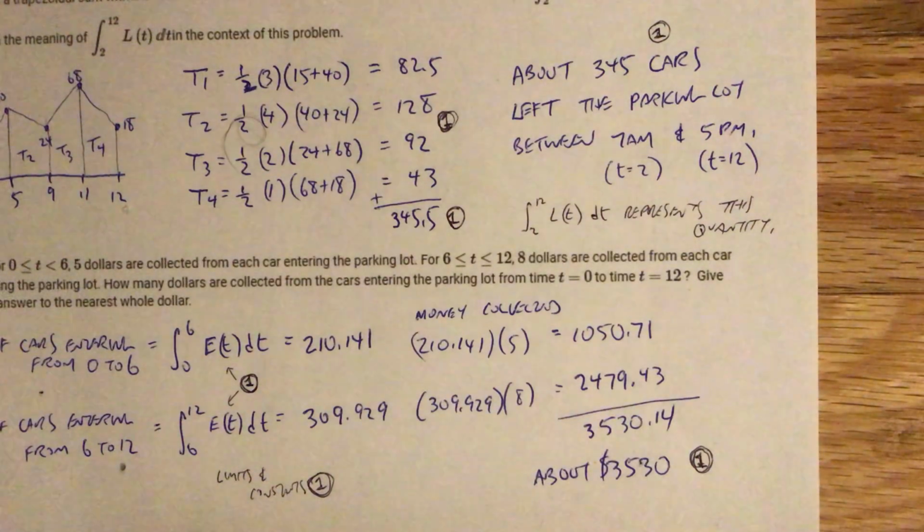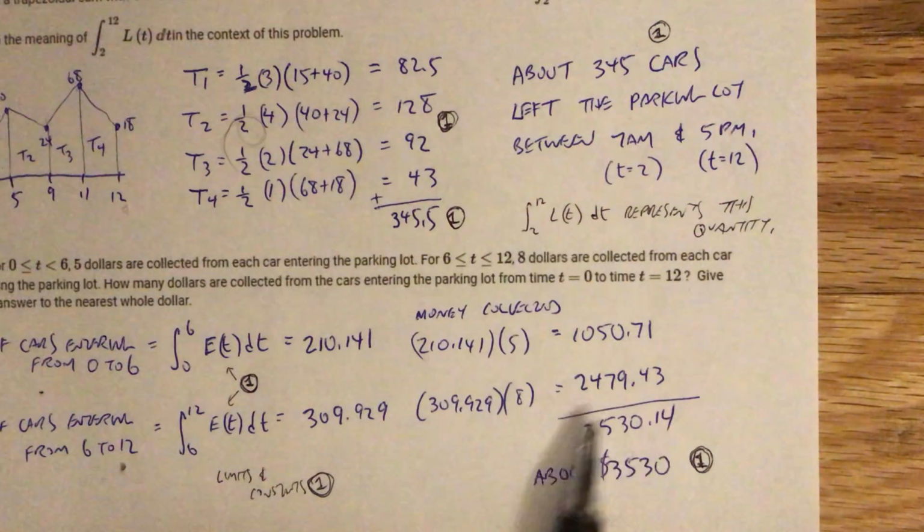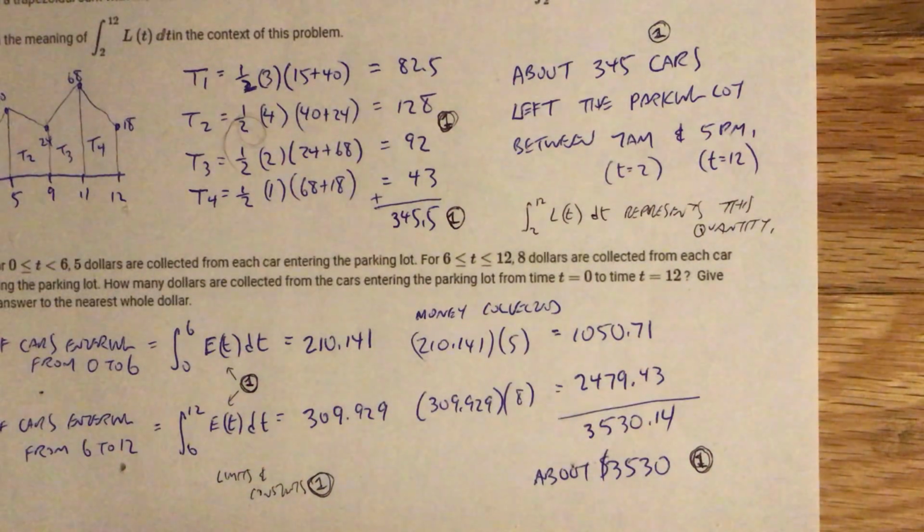I came out with $3,530.14. Round that to the nearest dollar, which is about $3,530. So this parking lot's making a good amount of money, right? So for those 12 hours it was operating, you got $3,530.